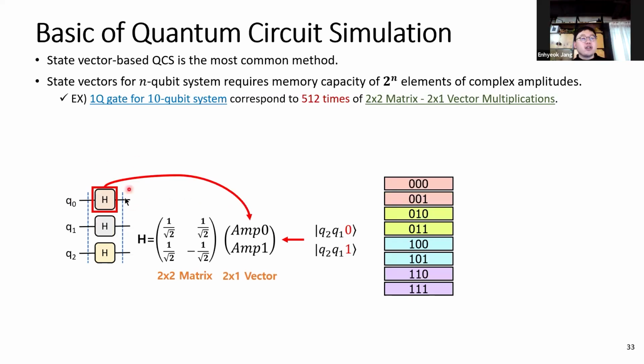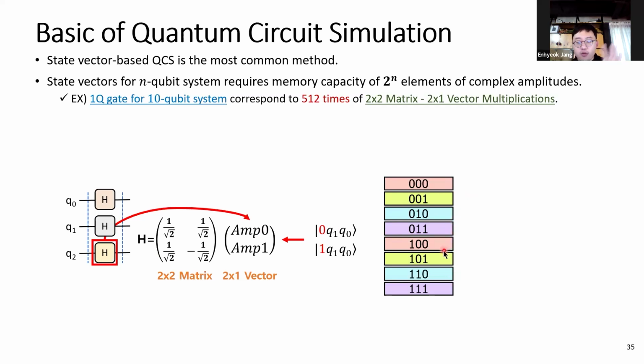If we apply the Hadamard gate to the Q0 qubit, the distance between the two amplitudes is 1. The memory access pattern is like this. And if we apply the Hadamard gate to the Q1 qubit, the memory access pattern is like this. The distance between the two amplitudes is 2. And if we apply it to the Q2 qubit, the memory access pattern is like this. The distance between the two amplitudes is 4.